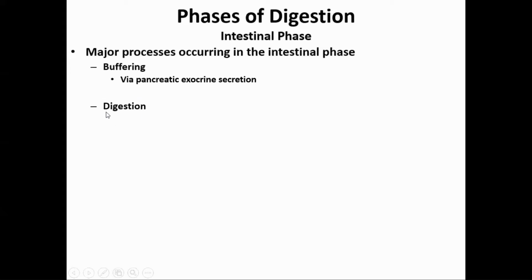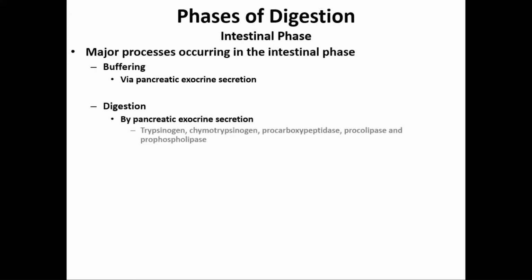In the small intestine, digestion is by the pancreatic exocrine secretion. It releases proteolytic enzymes, lipolytic enzymes, and carbohydrate digesting enzymes: pancreatic alpha amylase that digests sugar, pancreatic lipase that digests fats, and trypsinogen, chymotrypsinogen, procarboxypeptidase, procolipase, which digest the proteins.